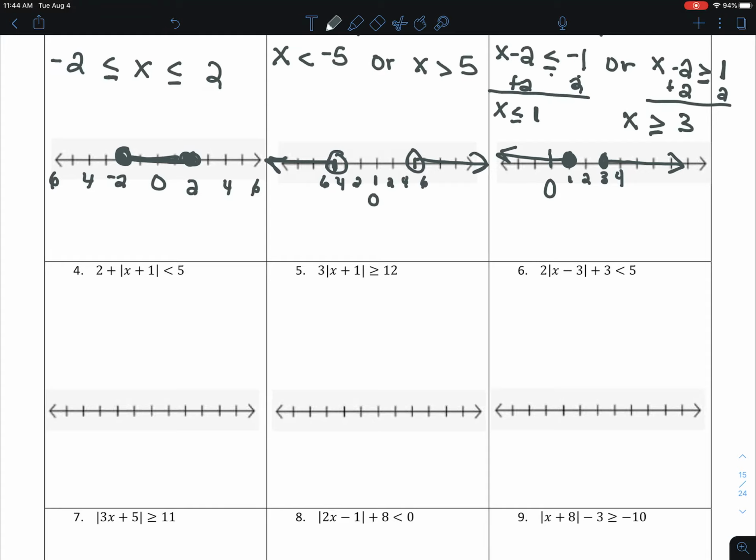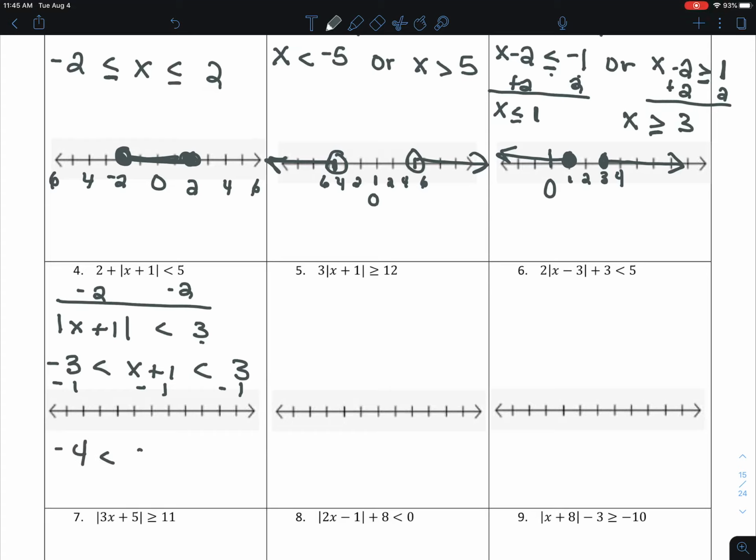We have less than, but before we can do anything, we have to get the absolute value by itself. So the first thing we have to do is subtract 2. And we have the absolute value of x plus 1 is less than 3. All right, because it's less than, we have to set up a conjunction. We take the opposite of 3: negative 3 is less than x plus 1, which is less than 3. So we're going to subtract 1 from all 3 sides, and we get negative 4 is less than x, which is less than 2.